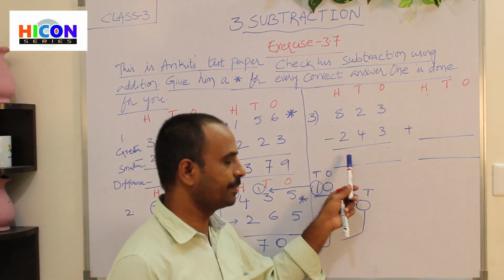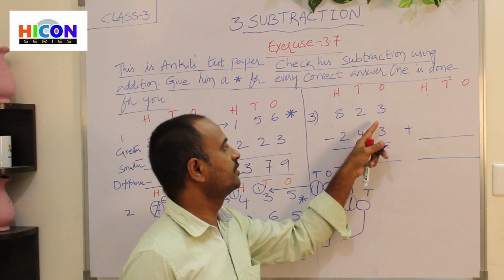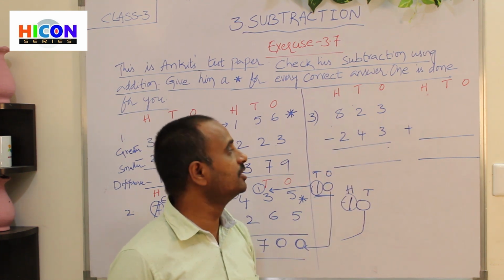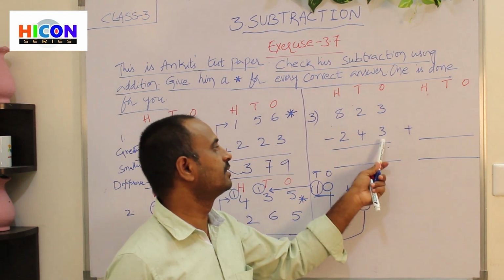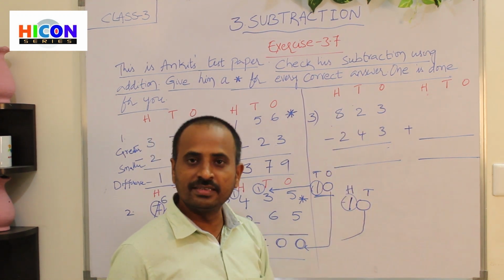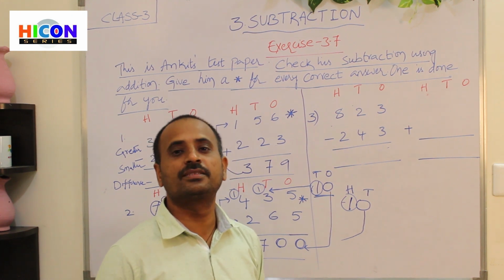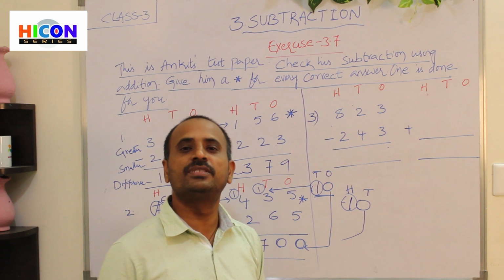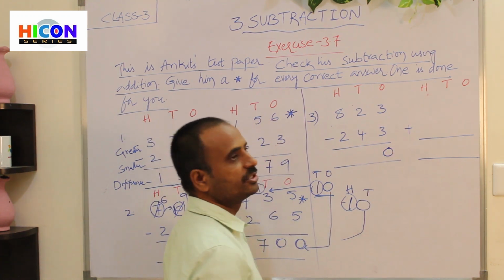So let us do the subtraction first. Go to the subtraction for ones place. What are the digits present in ones place? 3 and 3 are present in ones place. Subtract 3 from 3. The answer is 0, because according to subtraction properties, if we subtract a number from the same number, we will get 0. That means 3 minus 3 becomes 0.